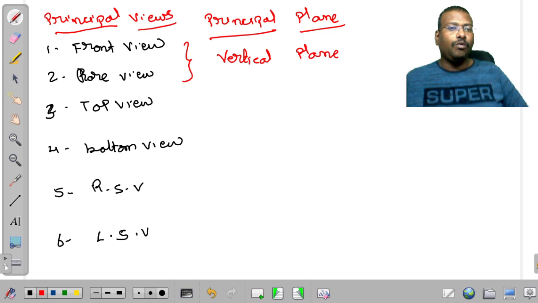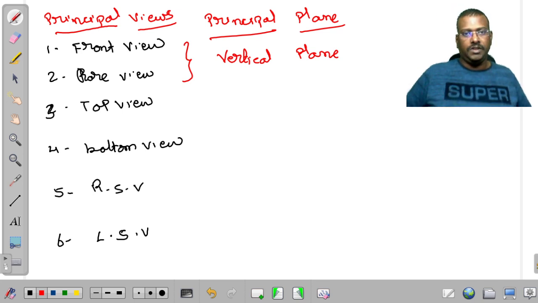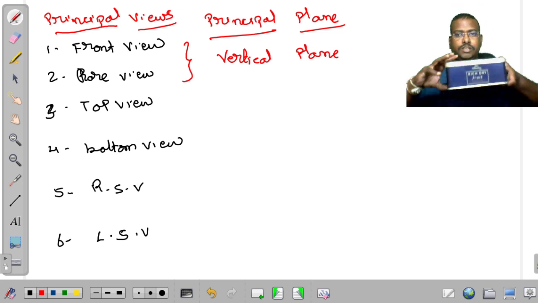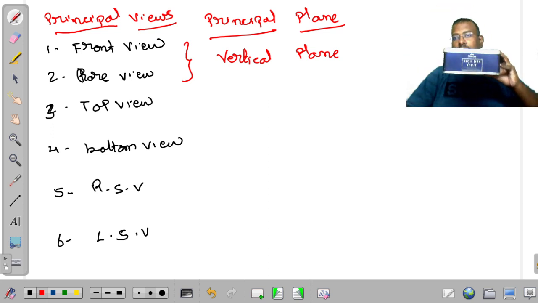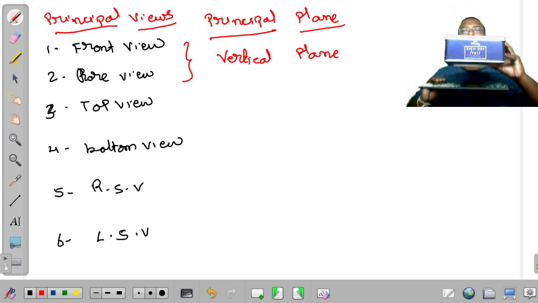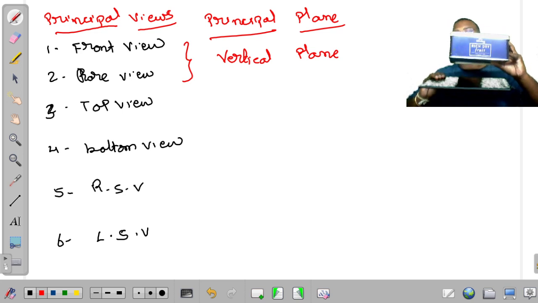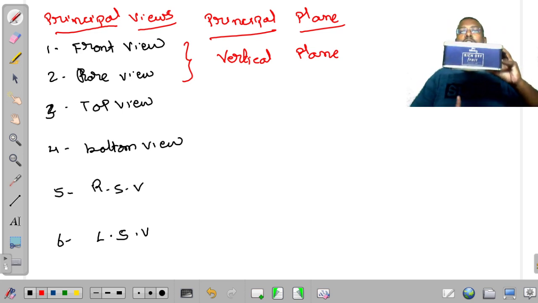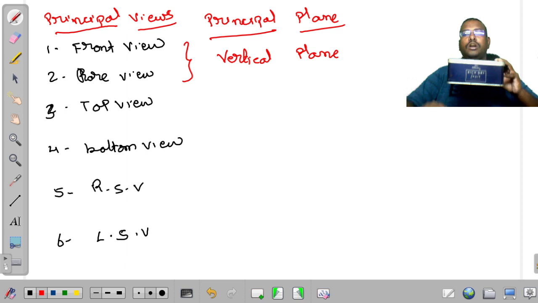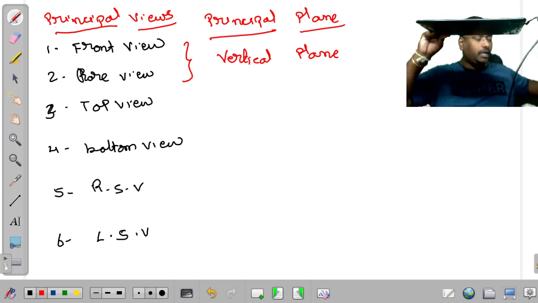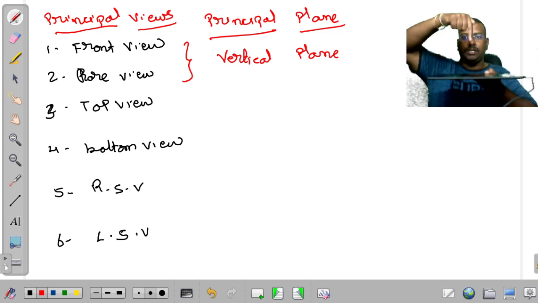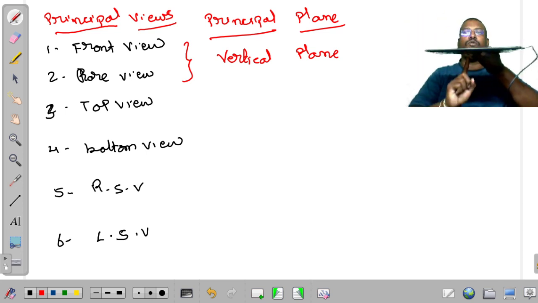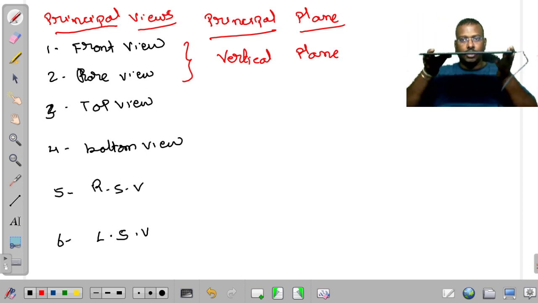Good. So we'll consider top and bottom. If I observe this object from here, from the top, then the shadow will fall here. This black shadow will fall here. If I view from here, the shadow will fall here. So whether it is a top view or bottom view, both will fall on a plane which is going to be like this.